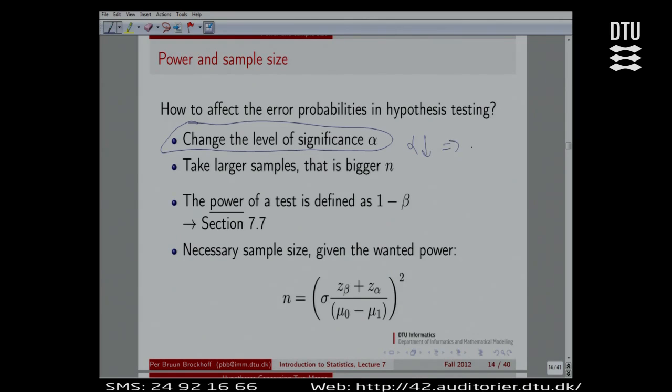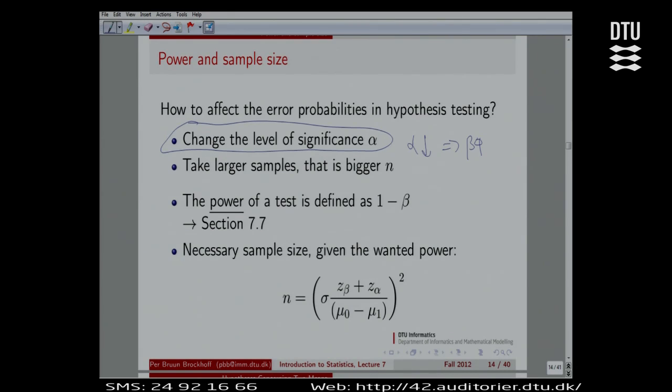When I decrease alpha, I will increase beta. No free lunches here. Alpha and beta risks are a trade-off, right? If I want to have lower alpha risk, I will increase my beta risk. So it's a matter of trade-off between those two risks before I do my experiments.